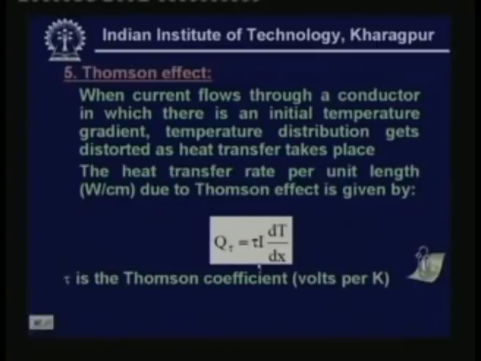What is this effect? When current flows through a conductor in which there is an initial temperature gradient, the temperature distribution gets distorted. As a result, heat transfer takes place, and this heat transfer rate per unit length due to the Thomson effect is given by Q tau is equal to tau into I into dT by dx, where tau is the Thomson coefficient.